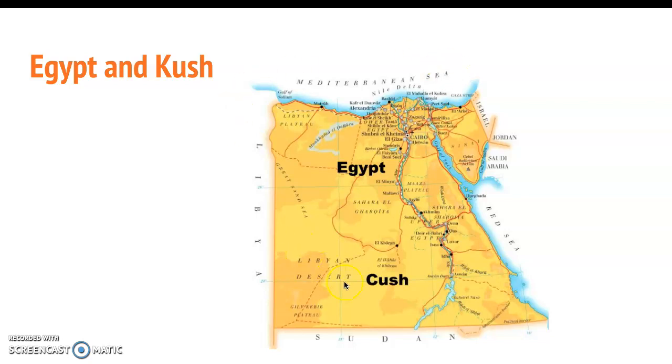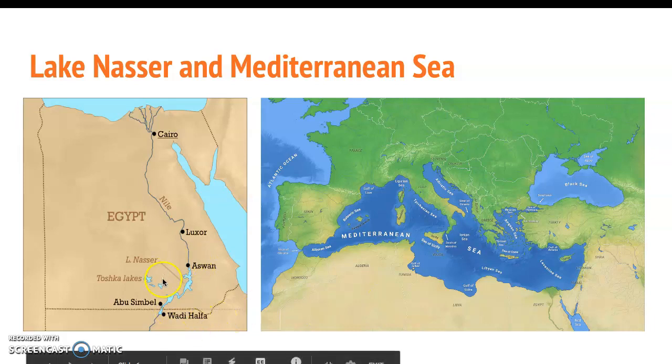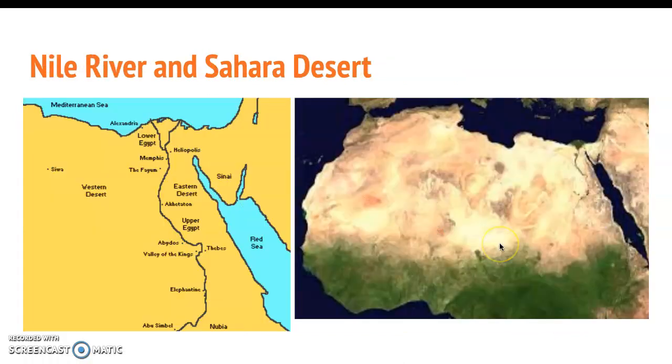Also going to talk a little bit about Kush, sometimes spelled with a C, sometimes with a K. It depends on the translation, but it's the same kind of place. There we go. Lake Nasser down in the bottom. One of the biggest lakes in Africa, and the Mediterranean Sea towards the top.